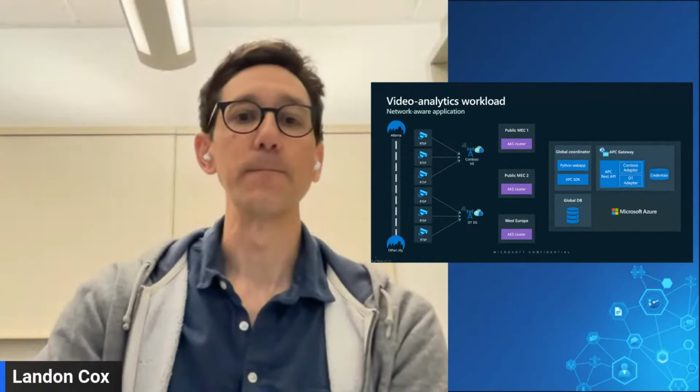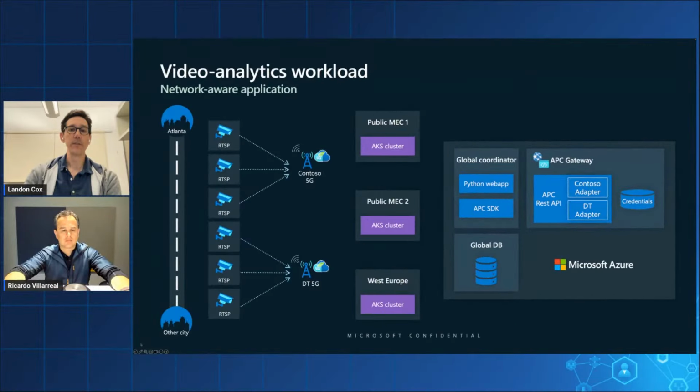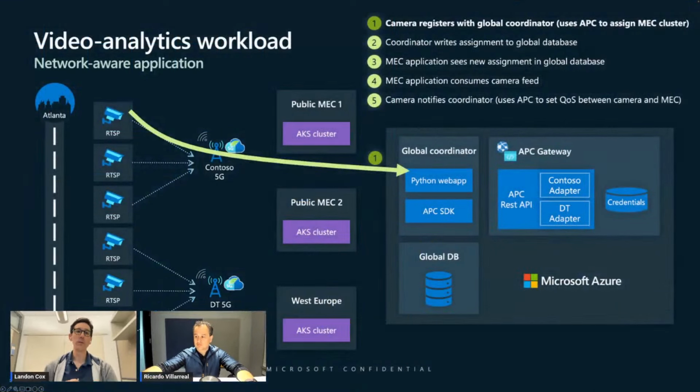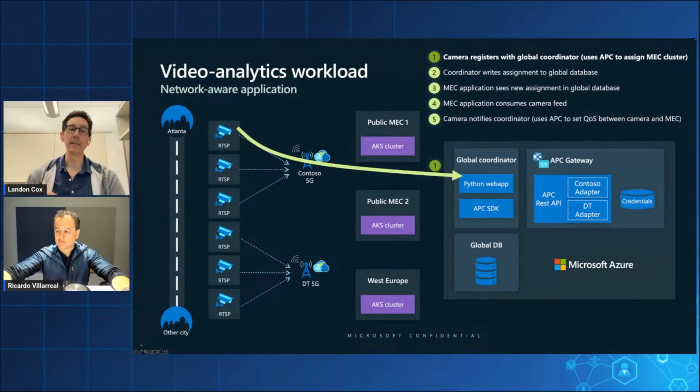camera and the cluster. Okay, so there are really 5 steps in this application. I'll walk you through the 5 steps. The first step is a camera comes online and it needs to be assigned to a cluster. So it's going to register itself with this global coordinator. The global coordinator is going to use APC to, number 1, figure out what network that camera is on. And then number 2, figure out which of the different clusters that it could send its video to is closest.